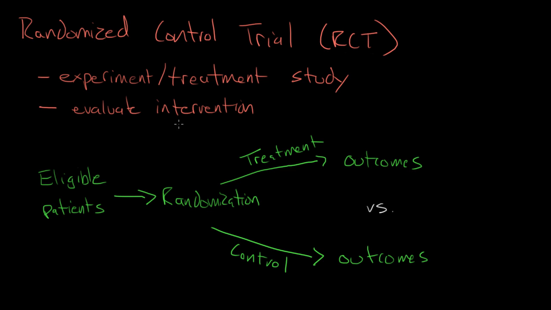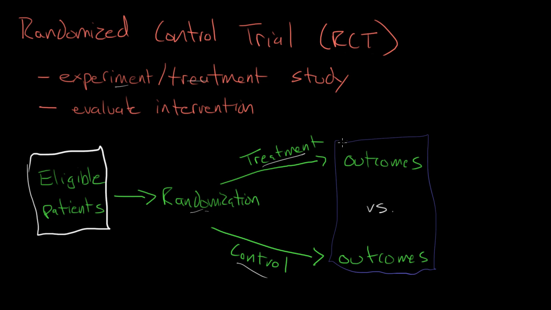Randomized controlled trials are experimental or treatment studies. They attempt to evaluate an intervention. A randomized controlled trial begins with a group of eligible patients. These patients are then randomized into two groups. This process is very important. One group is a treatment group. The other group is our control. They usually receive a placebo. We then look and measure our outcomes and compare them to see if there's a difference.